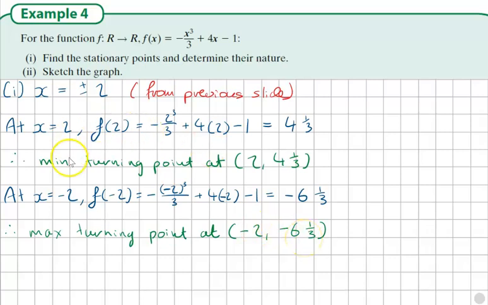So we've worked out the minimum turning point, 2, 4 and a third, and we've worked out the maximum turning point, minus 2, minus 6 and a third.